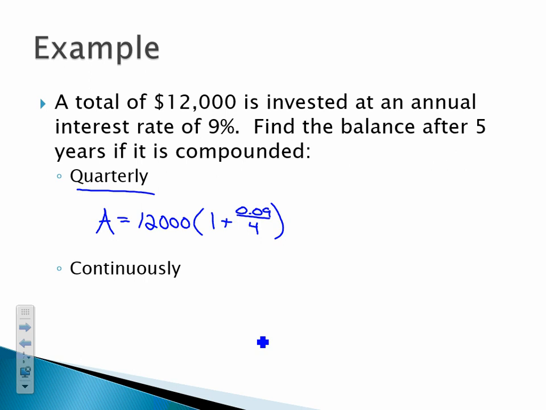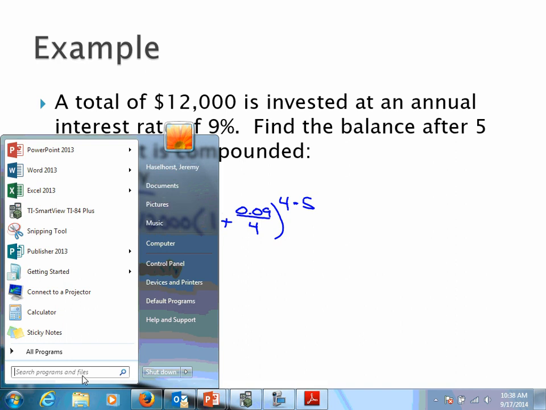And now we need to raise this to the N times T power. So N is 4 again. What's our T in this problem? 5. Now, let me pull up my calculator, and let's show you how we can type this all in at one time. So, grab this here.